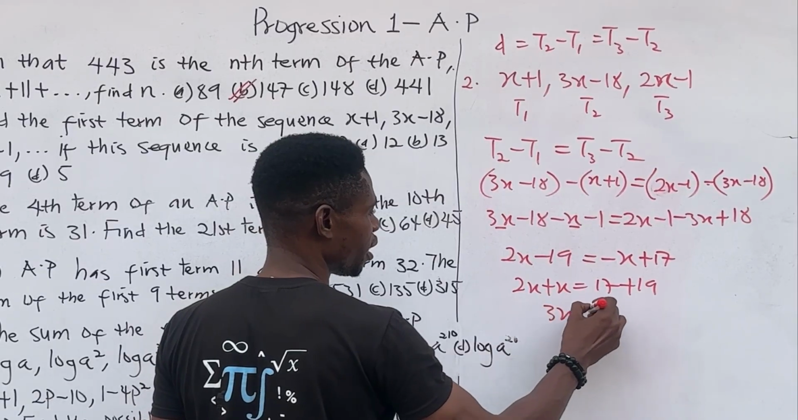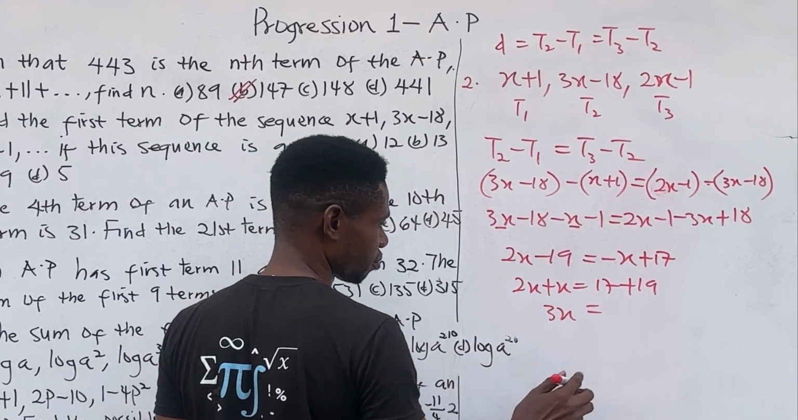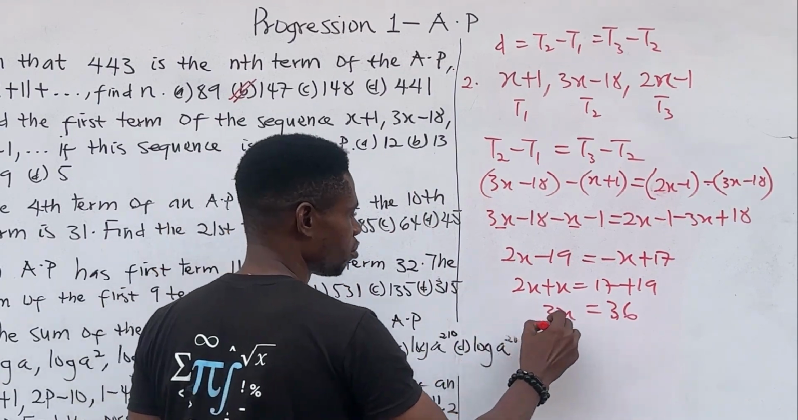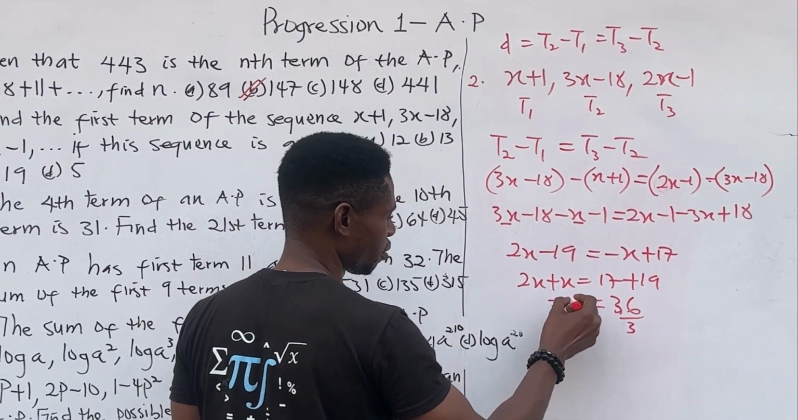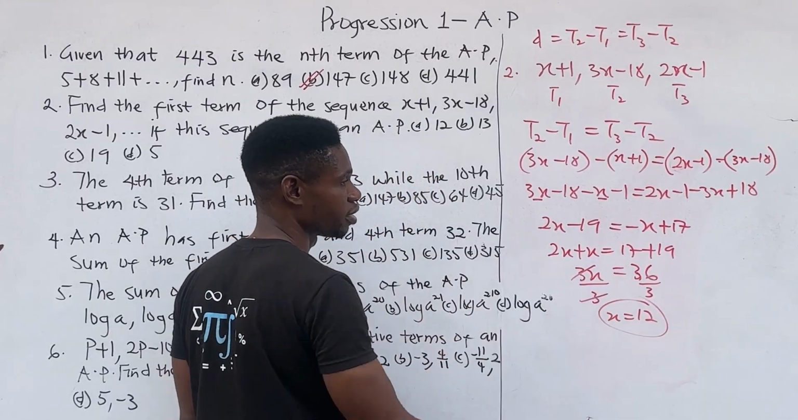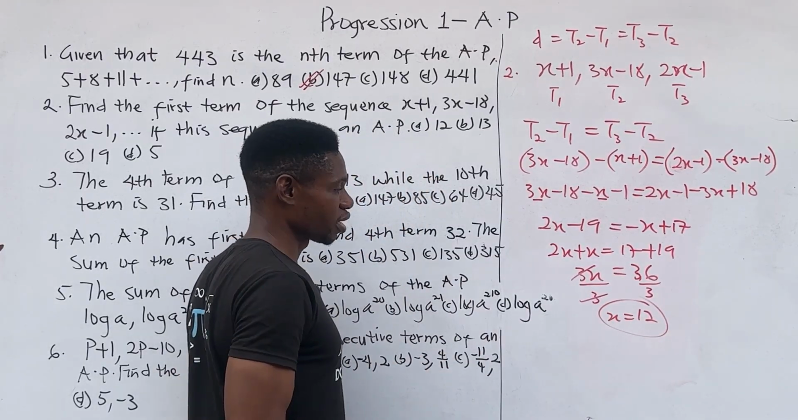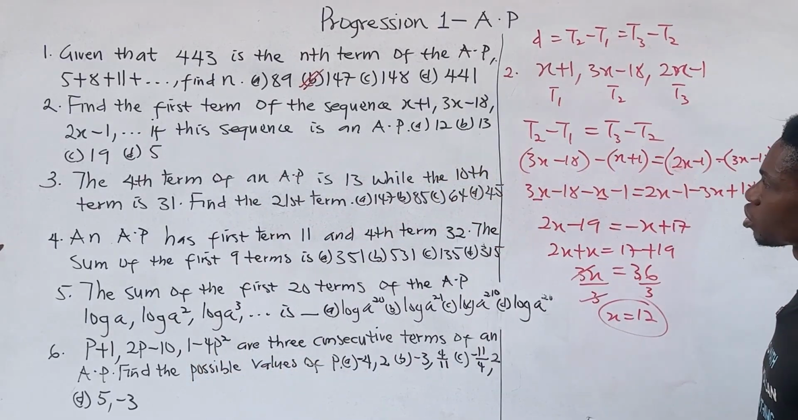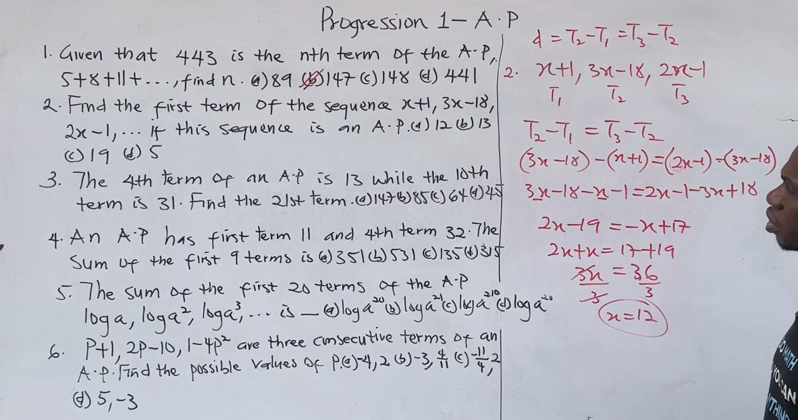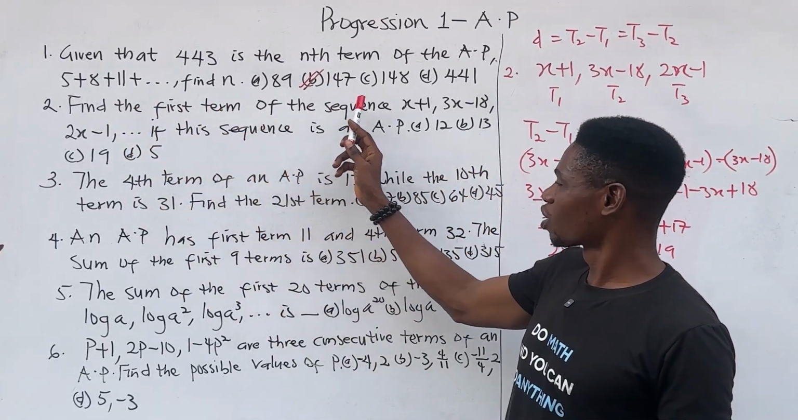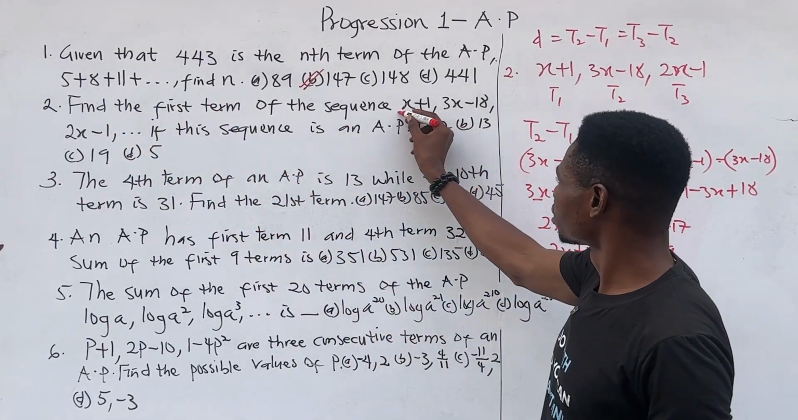So 3x equal to 36. So if we divide both sides by 3, our x equals 12. So 3 times 12 is 36. So that will be our answer. Oh, sorry, that will be the value of x. But now the question says, find the first term of the sequence. So the first term is x plus 1, right?